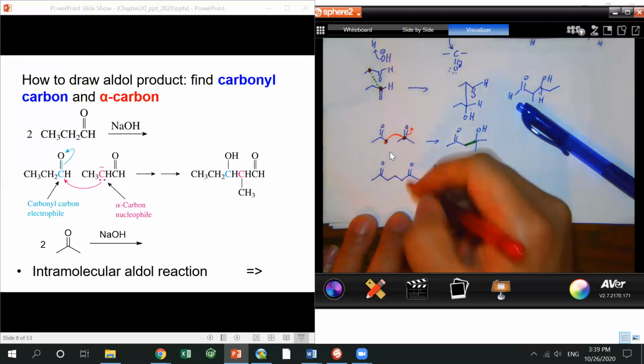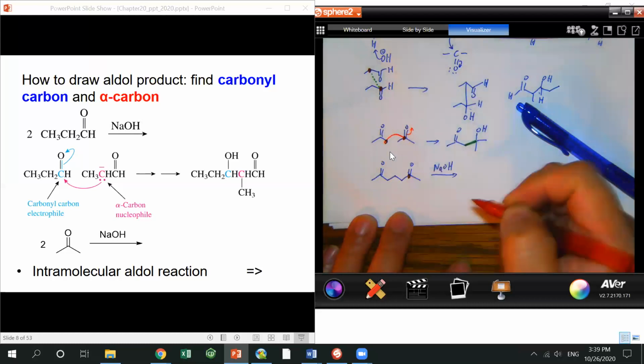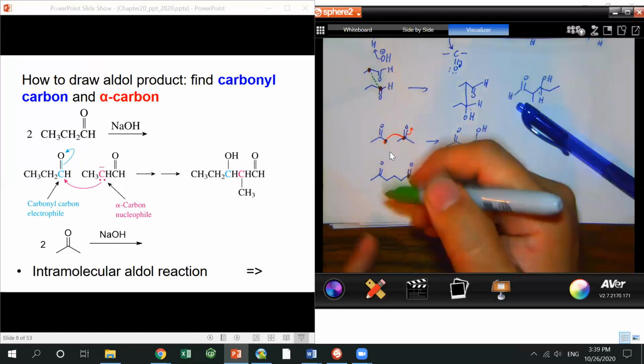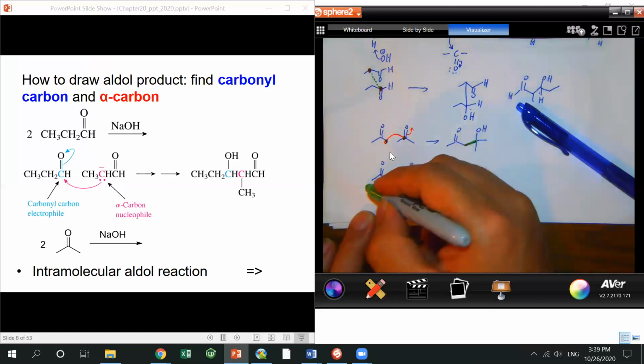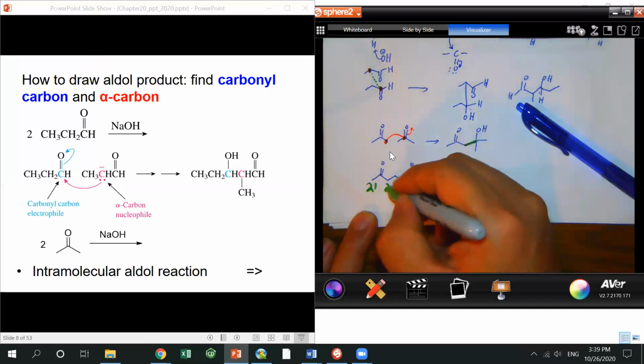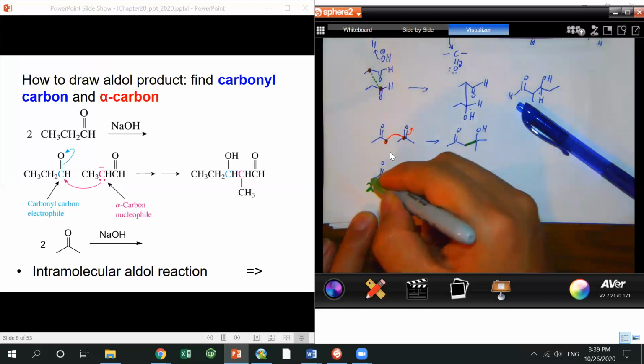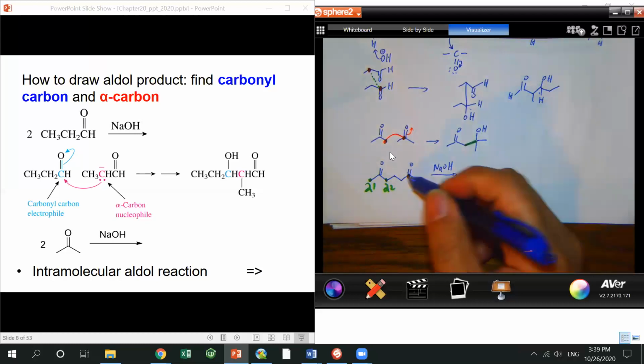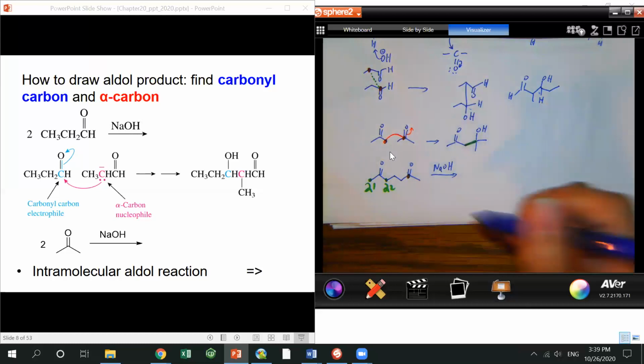So we have the carbonyl carbon here, but there are two alpha carbons, alpha 1 and alpha 2. Looks like both can attack this carbonyl. So which one will attack the right carbonyl? Can anyone type in the chat window alpha 1 or alpha 2?